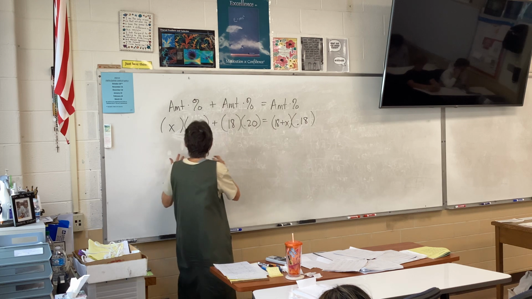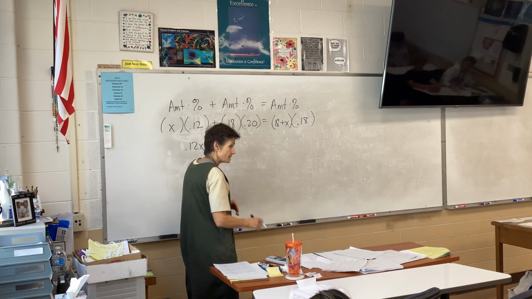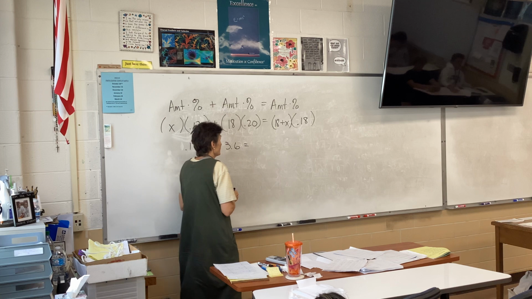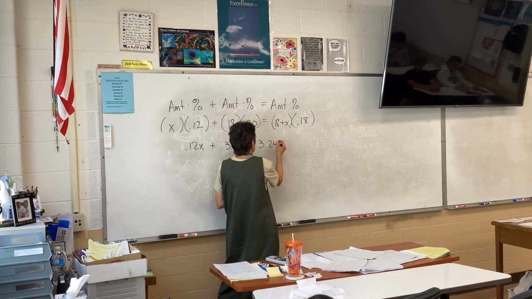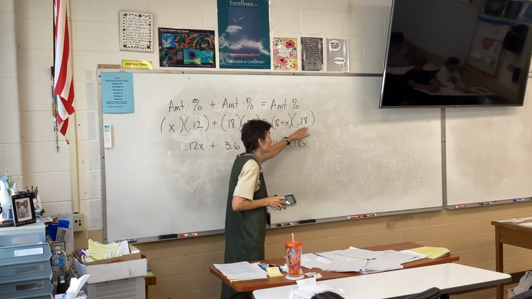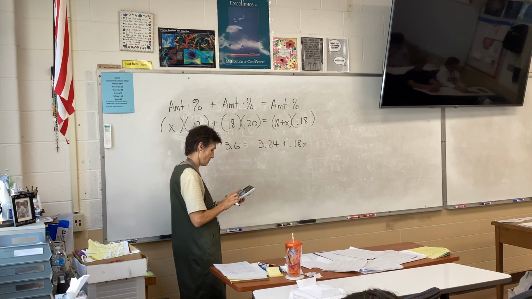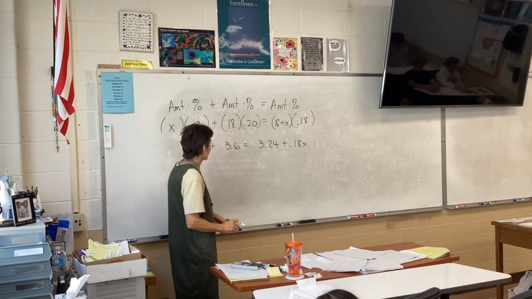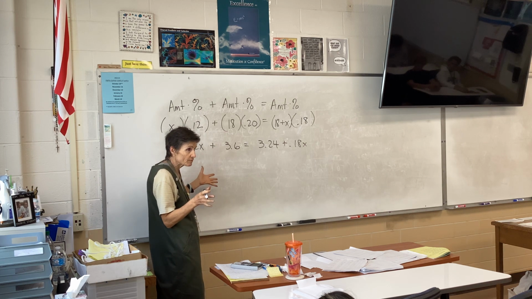It's ready to go. So this is going to be 0.12x. What's 18 times 0.2? 3.6. 18 times 0.18. I'm going to double check that. This is a distribute. Okay, this is a regular equation. Now you can solve this.